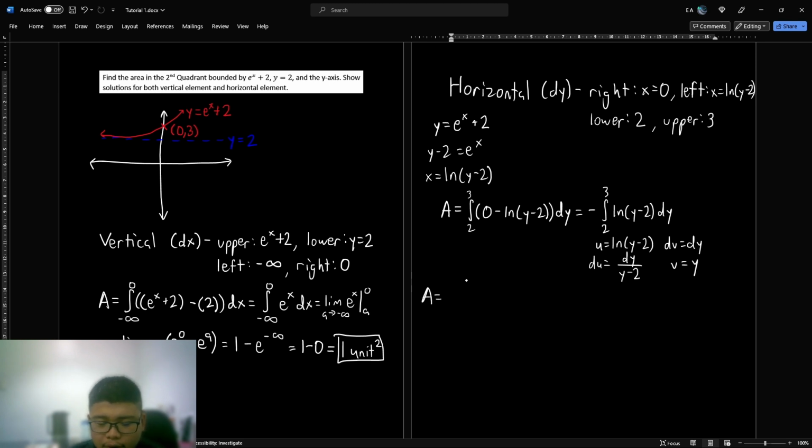Our area would now be equal to uv, so it's y ln of (y minus 2) evaluated from 2 to 3, minus the integral from 2 to 3 of v du. It's y dy over (y minus 2). But take note, all of that is still negative because of our negative sign here.